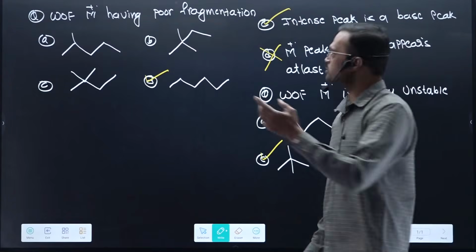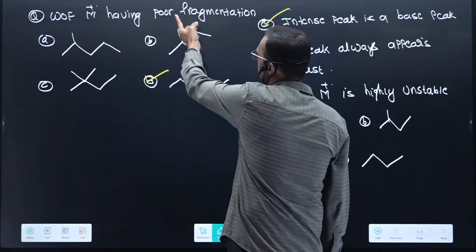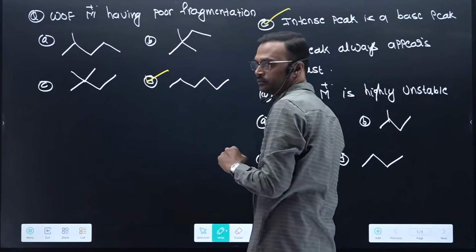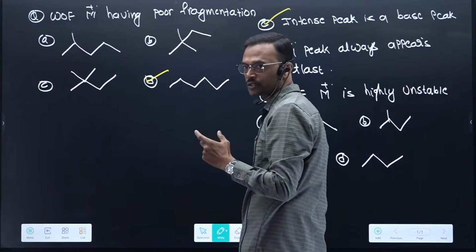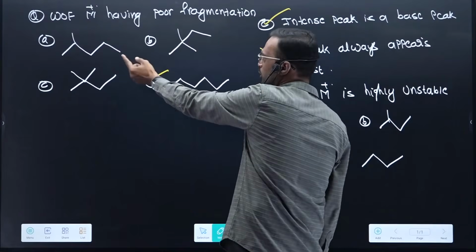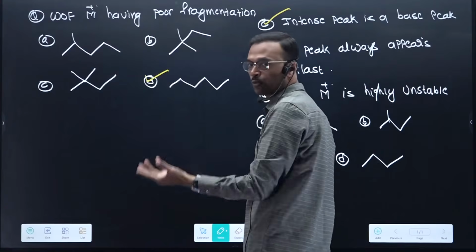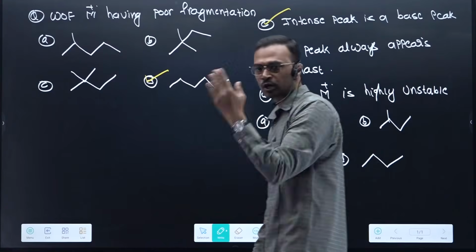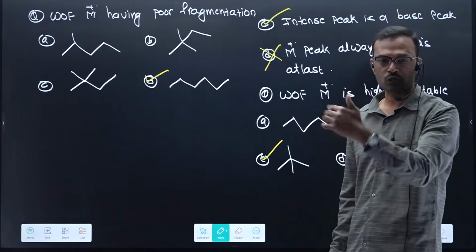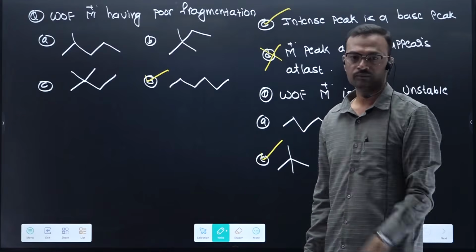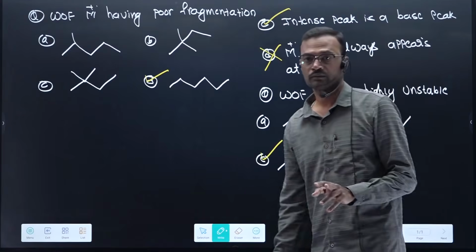So indirectly you may ask many questions here. Poor fragmentation means less information about their structure. Different ways they will ask the question. Which among the following molecular ions will give less information about their structure? Which will give more information about their structure? More information means more fragmentation. More fragmentation means unstable. There is a way of asking questions.